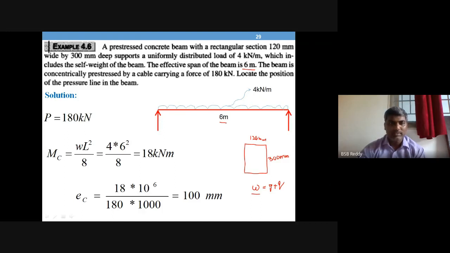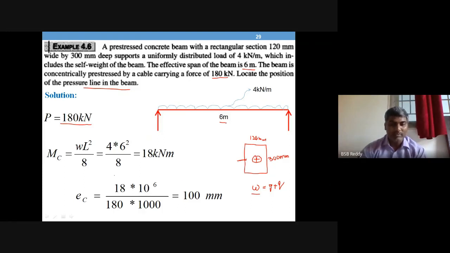The beam is concentrically pre-stressed by a cable carrying a force of 180 kilonewton. Locate the position of the pressure line in the beam. Okay, so the pre-stressing tendon is at the center, concentric. It is told that it is concentric, which means it is 150 from top or 150 from bottom. By pre-stressing force P value of 180 kilonewton, locate the position of the pressure line in the beam. This is the question. So how to locate the pressure line of the beam?